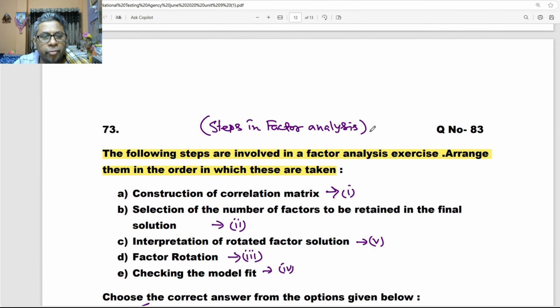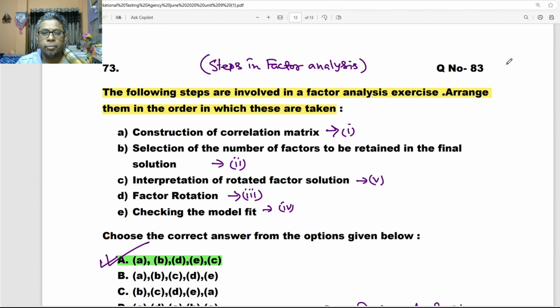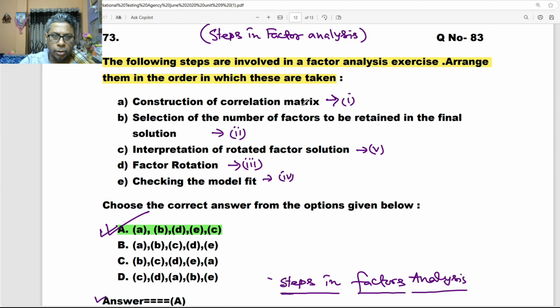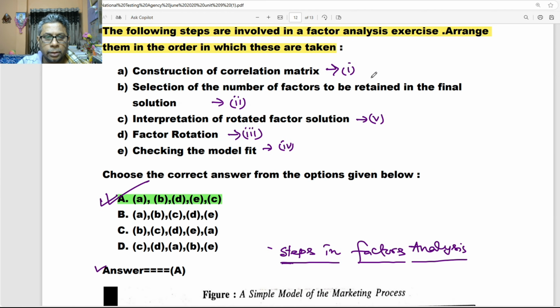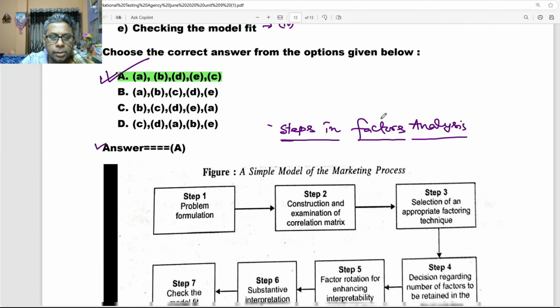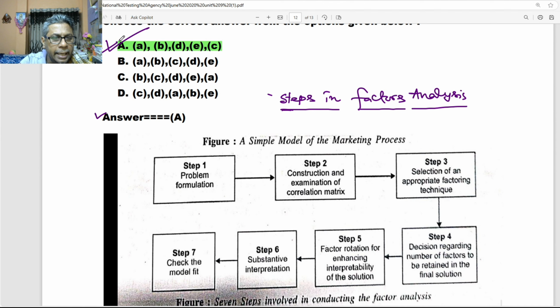This is based on factor analysis. The question is: the following steps are involved in a factor analysis exercise; arrange them in the order in which these are taken. Step 1: construction of correlation matrix. Number 2: selection of the number of factors to be retained in the final solution. Number 3: factor rotation. Number 4: checking the model fit. Number 5: interpretation of rotated factor solution. So option A is correct.